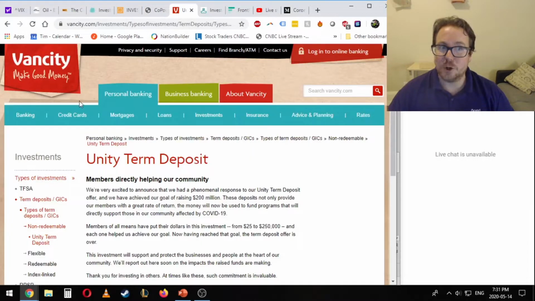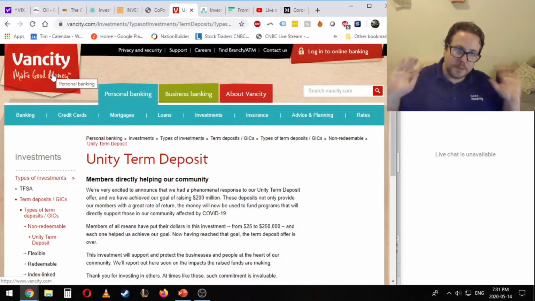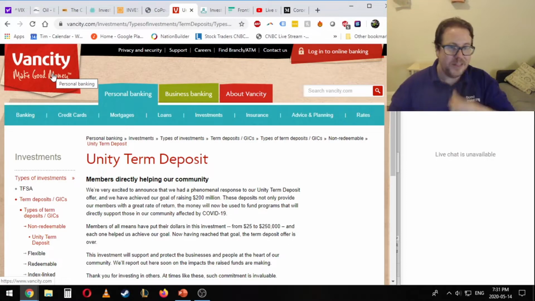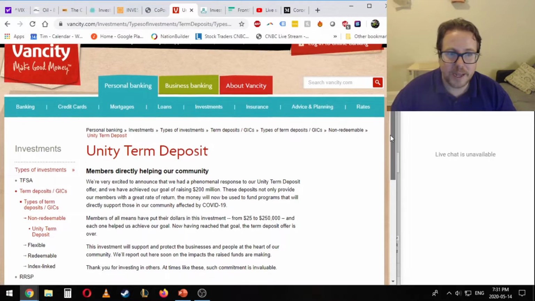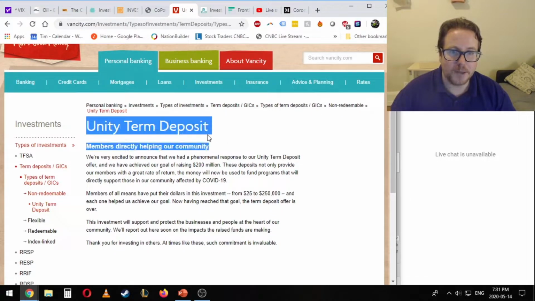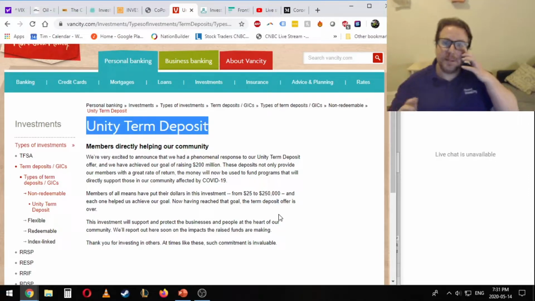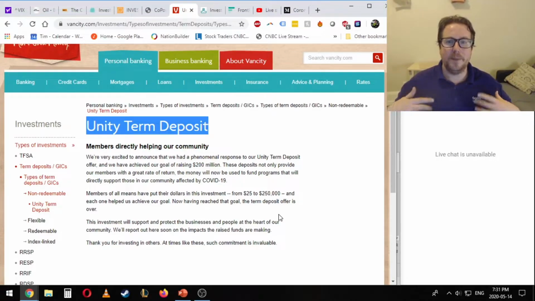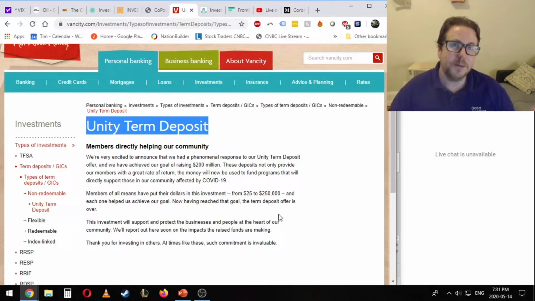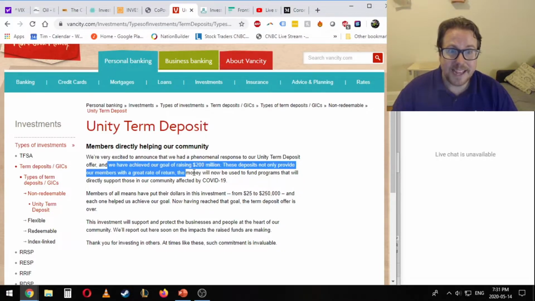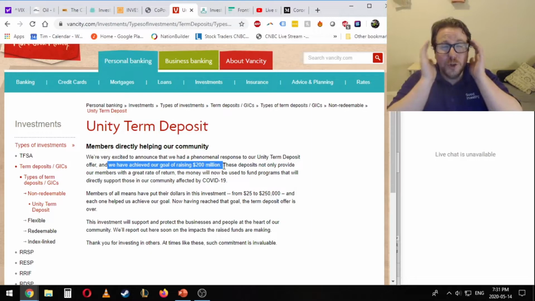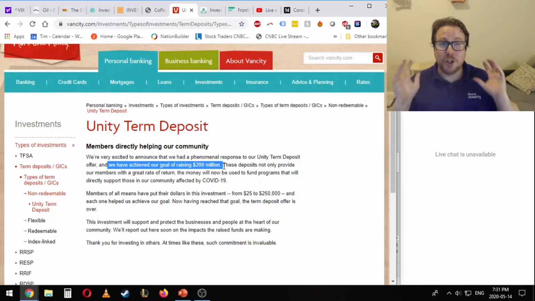But Vancity Credit Union, which is only available to BC residents, they are a co-op. They created this really, really cool thing called the Unity Term Deposit. And this was a term deposit, so kind of like a GIC. And it was paying 3%, locked in for 12 months. And really the proceeds were being used to help people and businesses affected by COVID. And holy crap, they achieved their goal of raising $200 million.